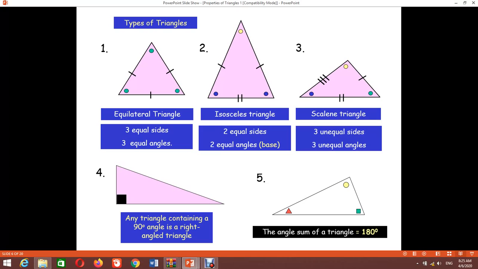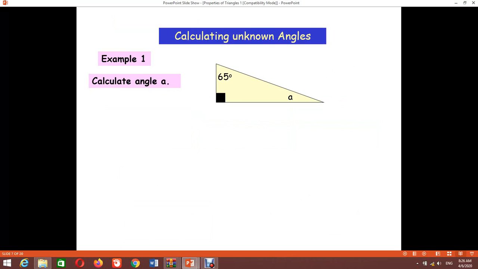And the fourth one is any triangle containing a 90 degrees angle is a right angled triangle. Then the fifth one represents the angle sum of a triangle, and the angle sum of a triangle is equal to 180 degrees. Now calculating unknown angles, we've come to a point where we learn how to calculate unknown angles. And first and foremost, we begin with example 1.